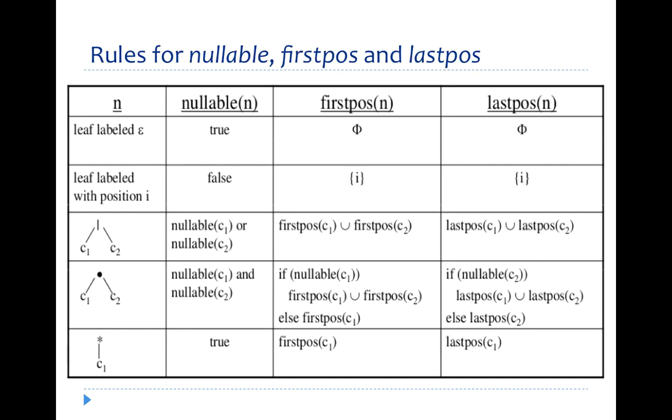In a syntax tree, there are 5 types of nodes. The node may be the concatenation node or the OR node, or it may be a closure or the star node, or it may be a leaf node, either labeled with null or labeled with position I. The leaf node labeled with null is always nullable and the closure node is nullable. A concatenation node is nullable if both C1 and C2 are nullable. For an OR node, it is nullable if C1 or C2 is nullable.